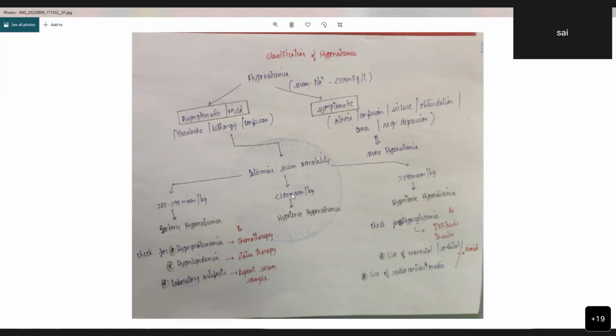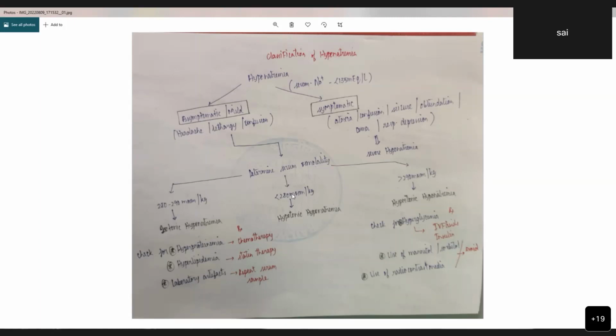In mild hyponatremia, determine serum osmolality. Normal serum osmolality is 280 to 290 milliosmol per kg. If it is less than 280, it is hypotonic hyponatremia. If it is 280 to 290 milliosmol per kg, it is isotonic hyponatremia. If it is isotonic hyponatremia, then check for hyperproteinemia, hyperlipidemia, and laboratory artifacts. For hyperproteinemia, the treatment is chemotherapy, for hyperlipidemia, the treatment is statin therapy, and for laboratory artifacts, repeat the serum sample. If serum osmolality is greater than 290 milliosmol per kg, it is called hypertonic hyponatremia.